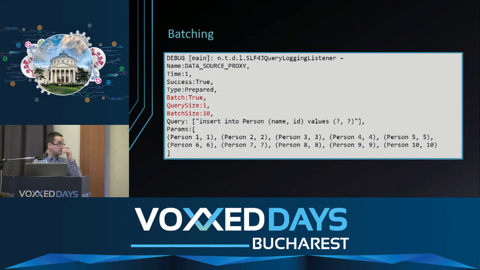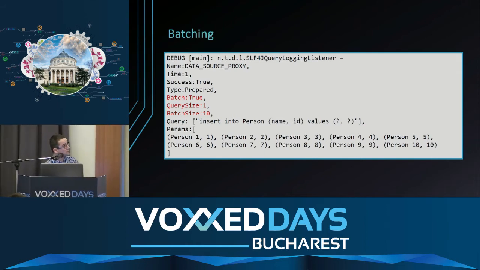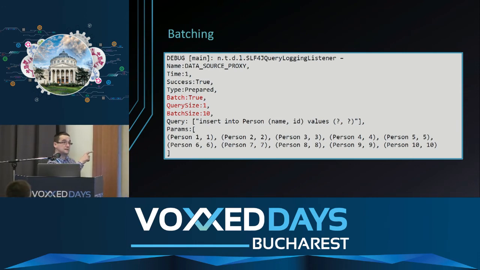Now related to batching, when you are going to use batching, you are going to see logs like that. That's taken from DatasourceProxy, the framework that I mentioned when I mentioned the DatasourceConnectionProvider. Well, it's just parsed on multiple lines. As you can see in this slide, it tells you that you are using batching because the batch is set to true. You're seeing that you only issued one statement. The query size is 1, but then the batch size is 10 in this case.